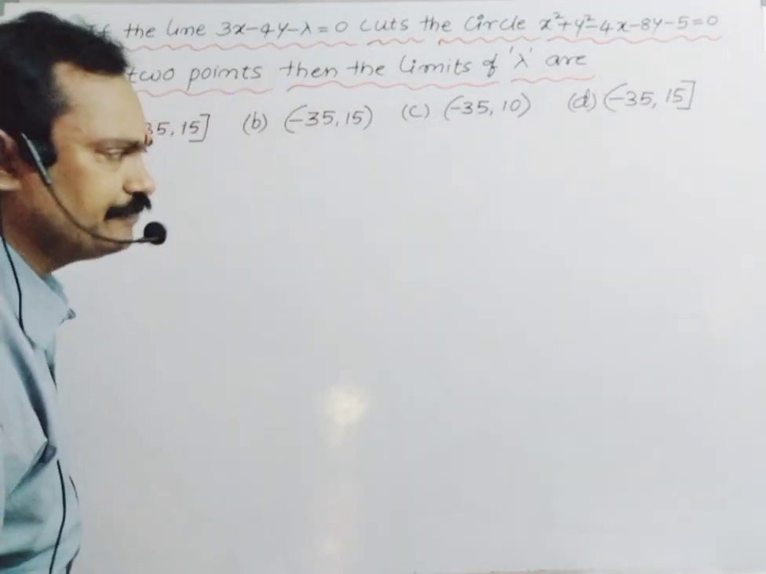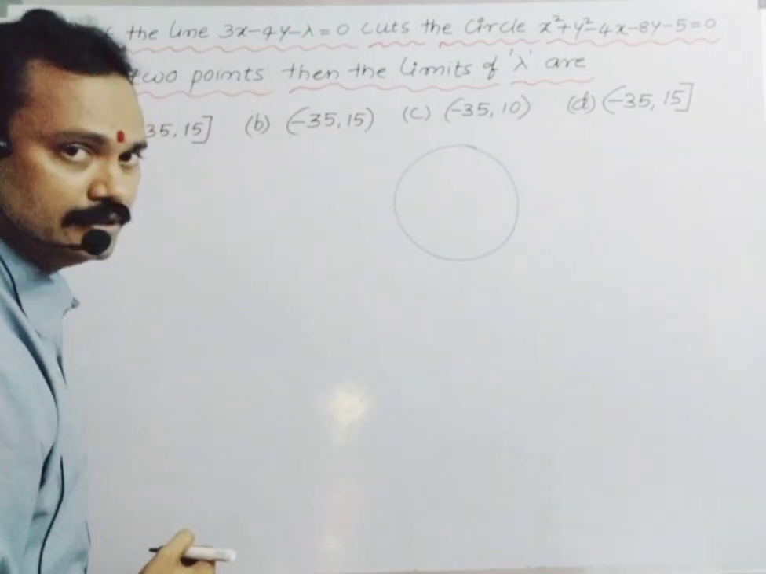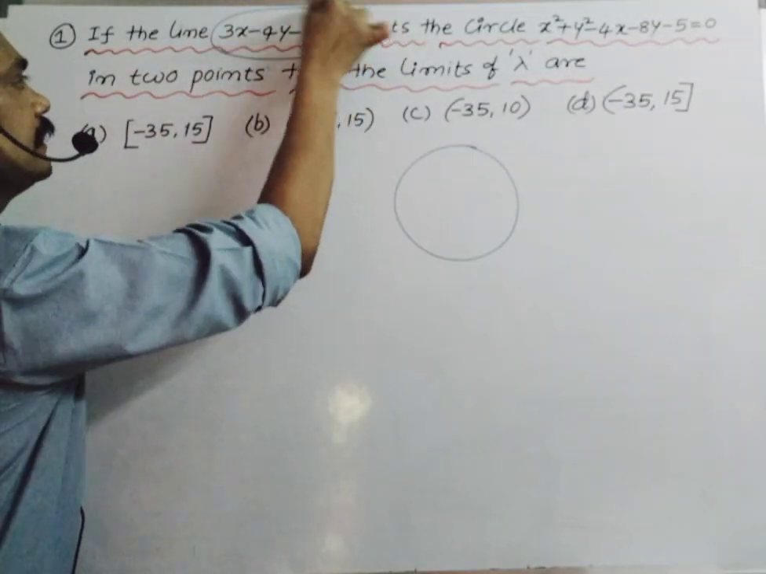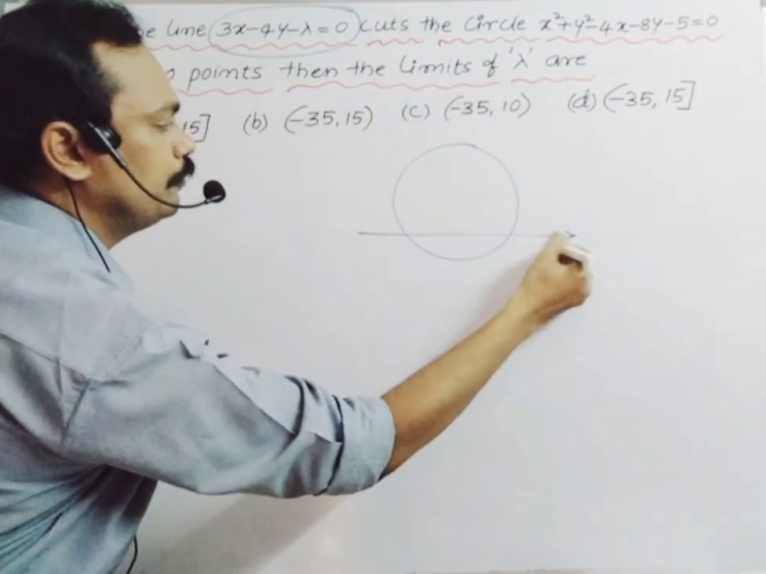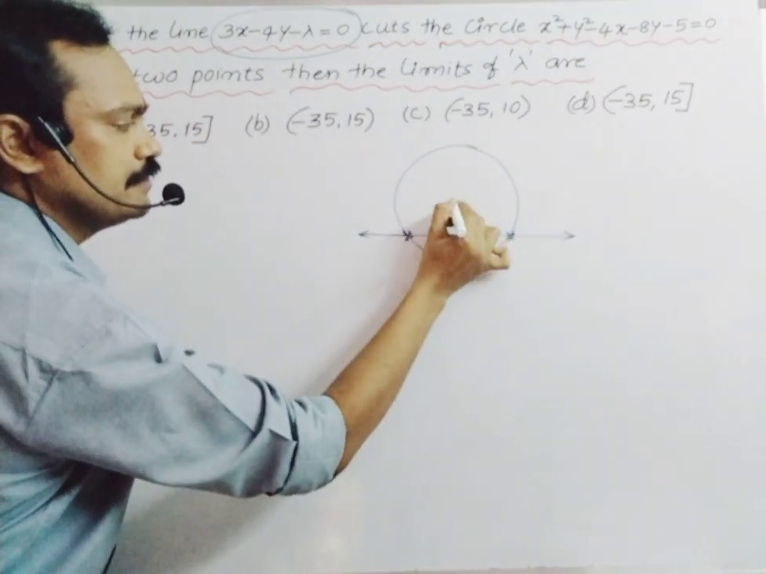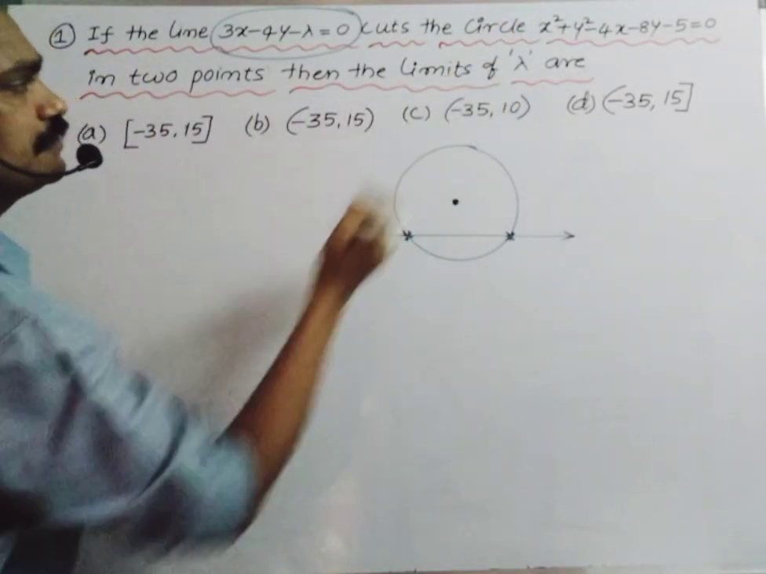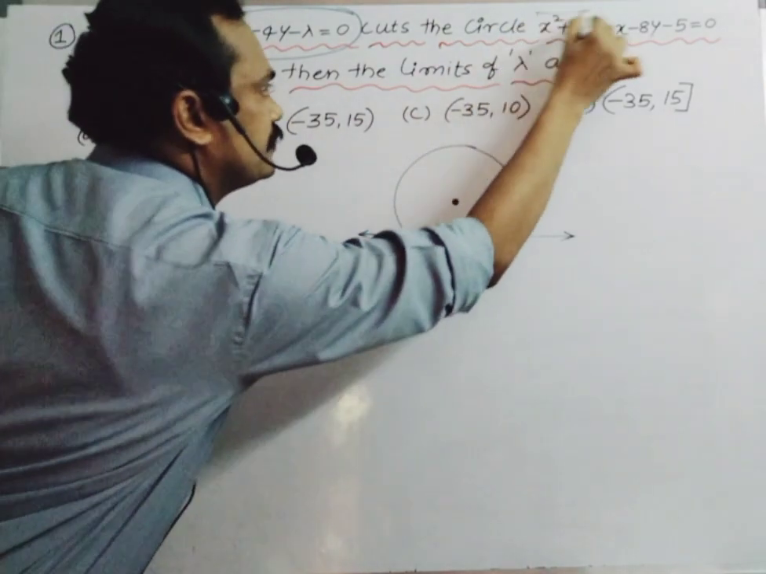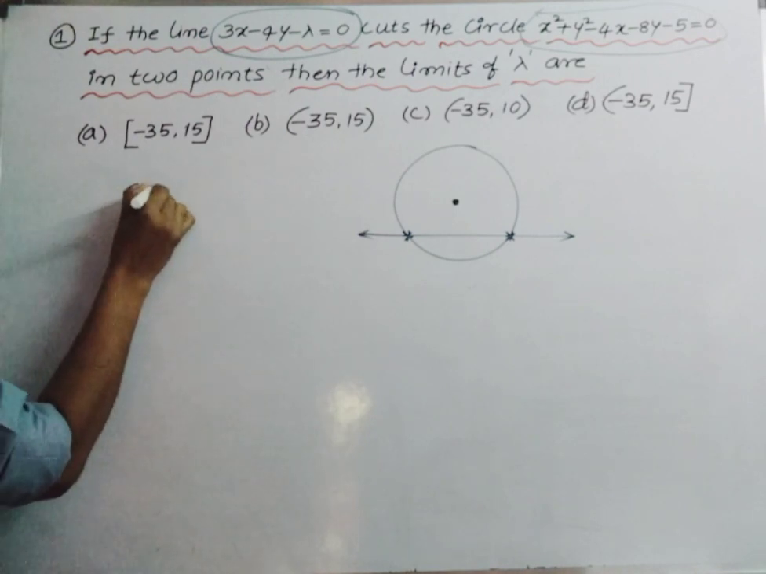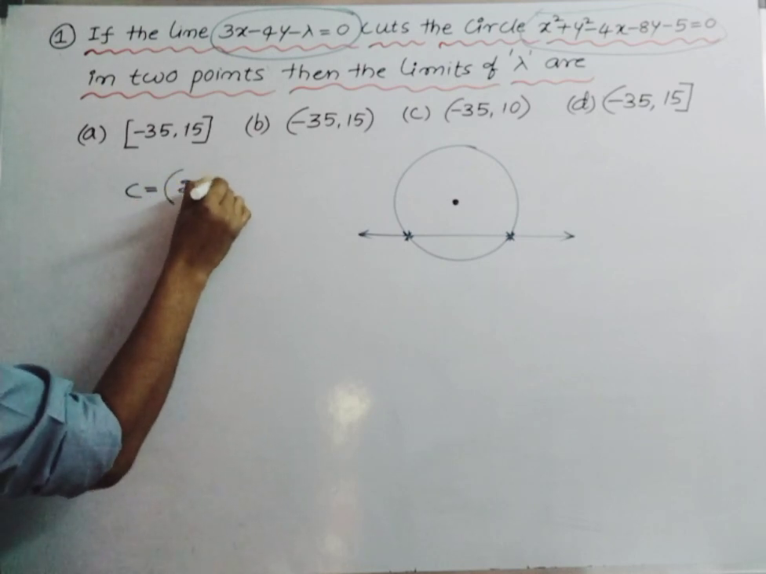Very simple way. Take a circle, and this circle is cut by a line in 2 points. This is the center of the circle. What is the center of the circle? The center of the circle is (2, 4), that is, plus 2 comma plus 4.